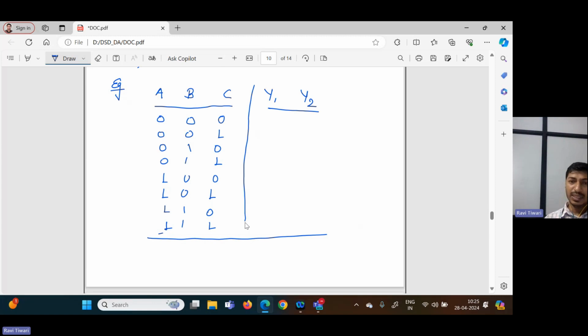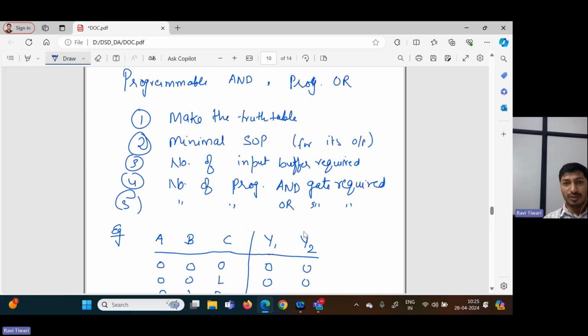Now, in the truth table, they already mentioned the values of Y1, that is 0, 0, 0, 0, 1, 1, 0, 1. And Y2 is 0, 0, 0, 1, 0, 1, 0, 1. The truth table is given in numerical form, so my first step is already solved because we already have the truth table with us.